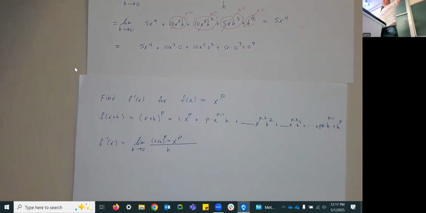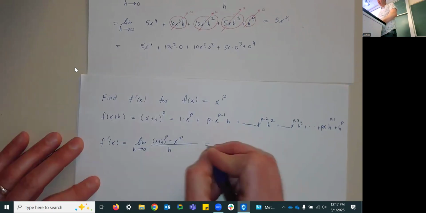The first x to the p and the last minus x to the p are going to cancel out together. The rest of the terms are all going to have an h. We're going to divide out an h and then let the rest of the h's go to 0. So same process, it just looks a little bit funkier.